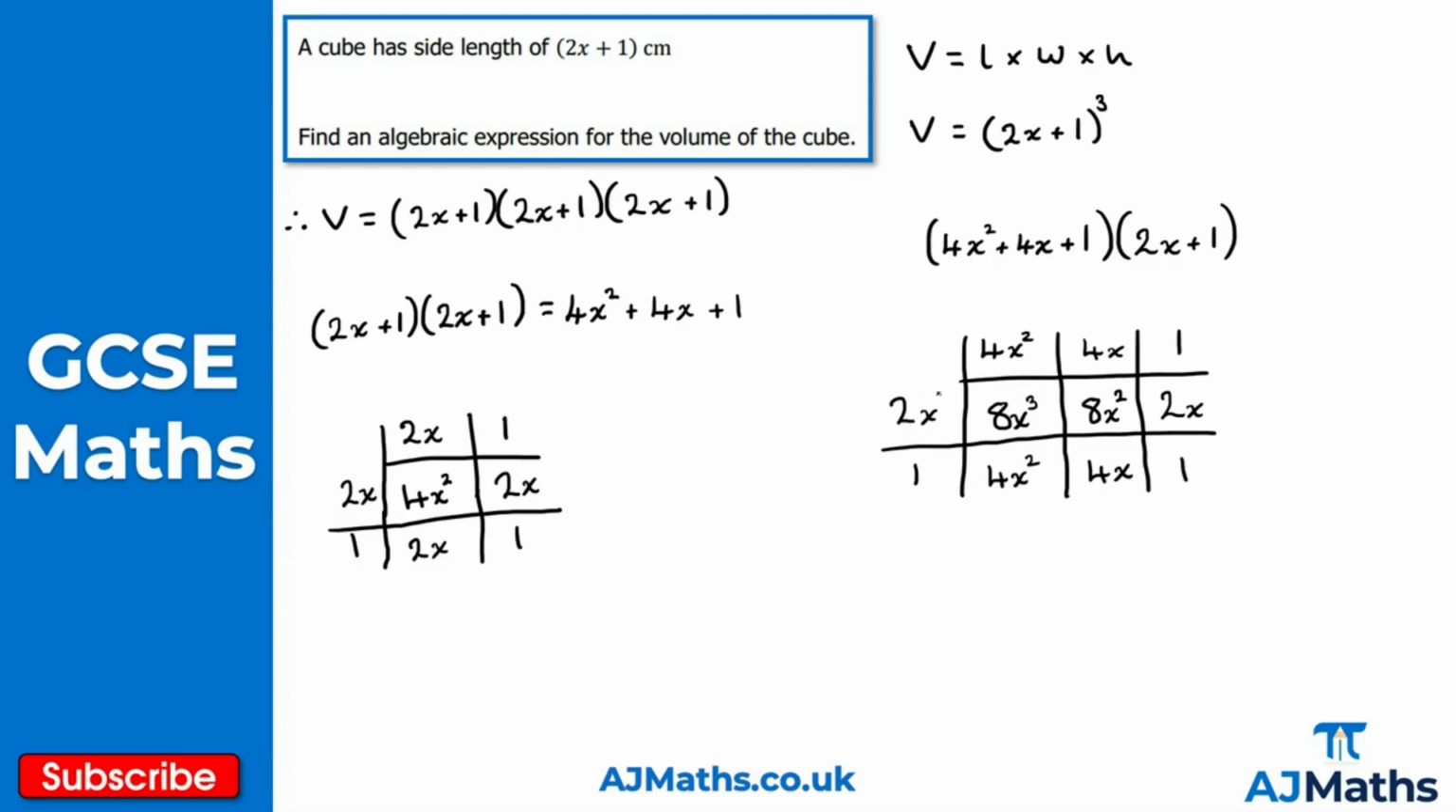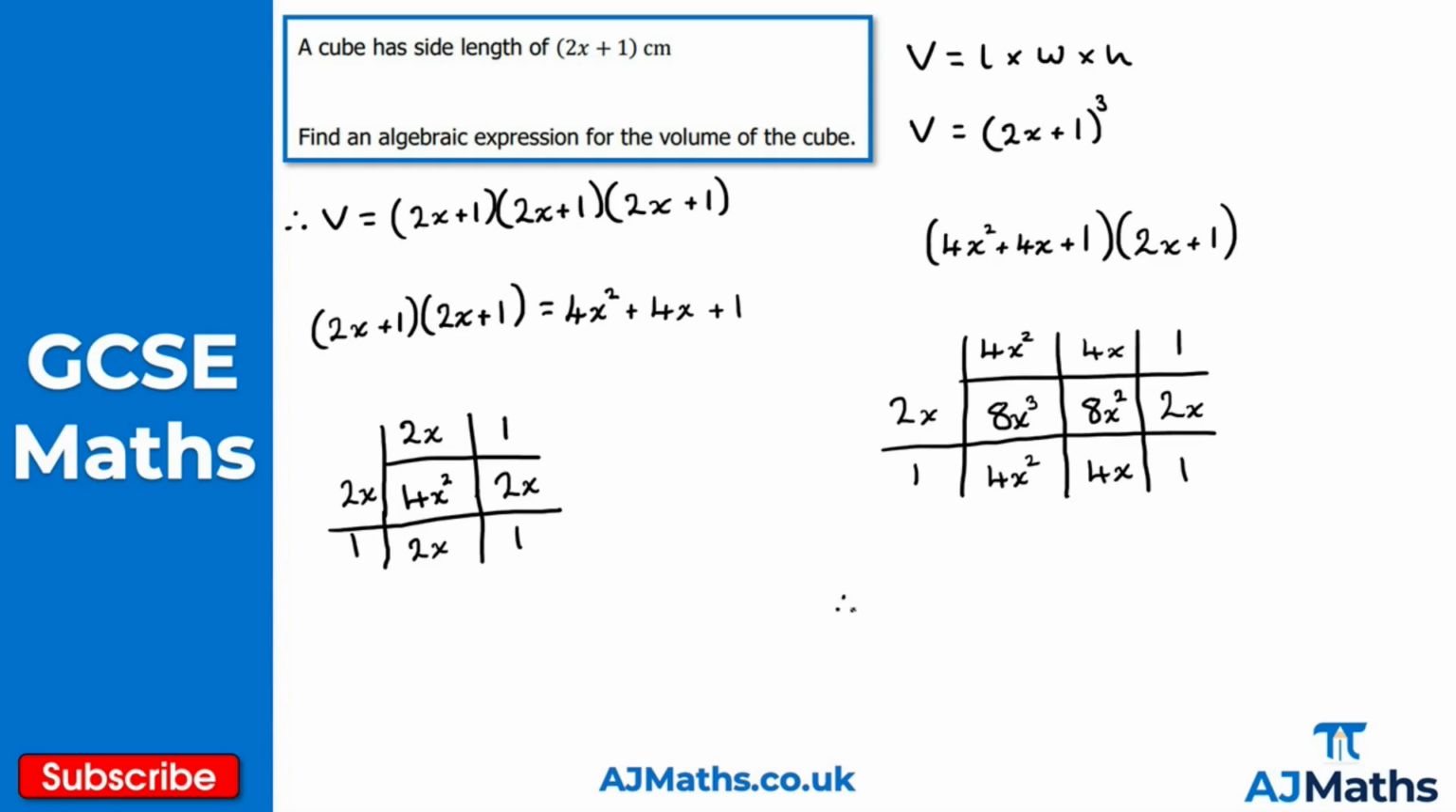Okay, let's just quickly double check that because I'm always cautious when I nearly make a mistake. So 2x times 4x squared, 8x cubed. 2x times 4x, 8x squared. 2x times 1 is 2x, that's perfect. 1 times 4x squared, 4x squared. 1 times 4x is 4x, and then finally 1 times 1 giving us 1. So that's perfect. What we need to do now is just simplify this.